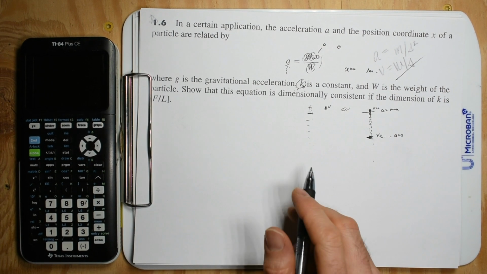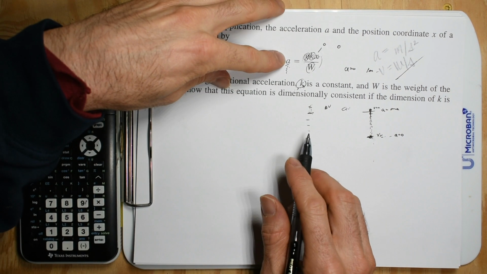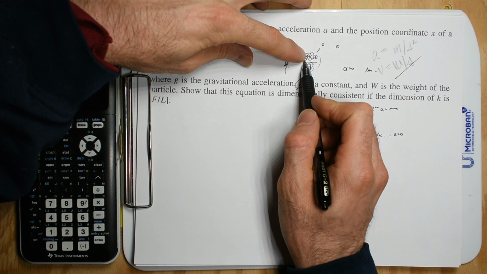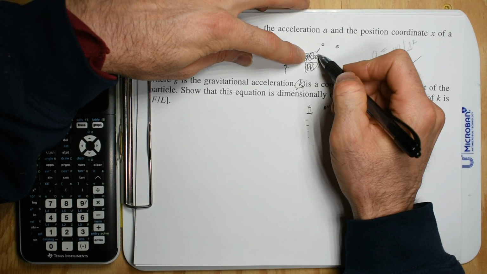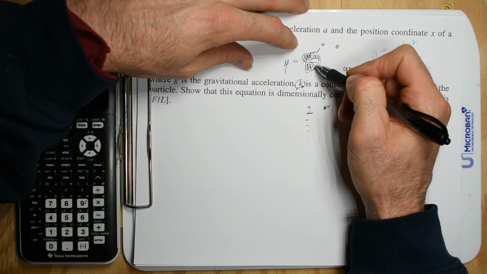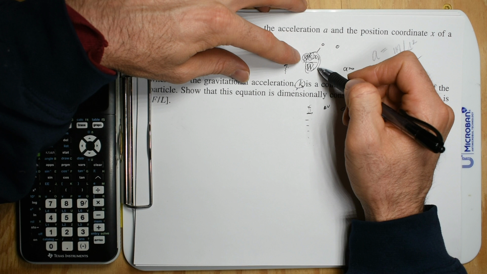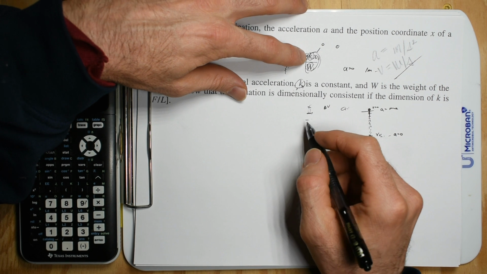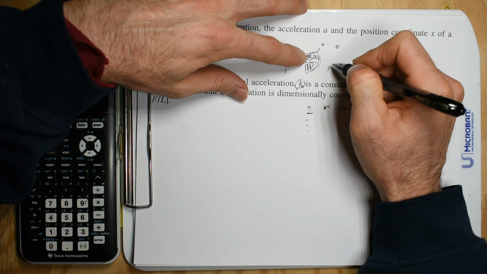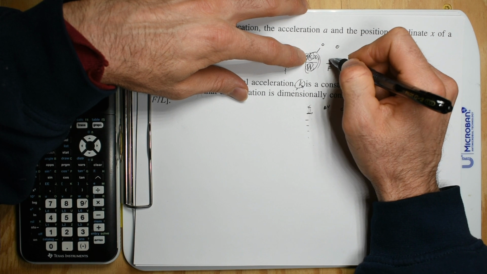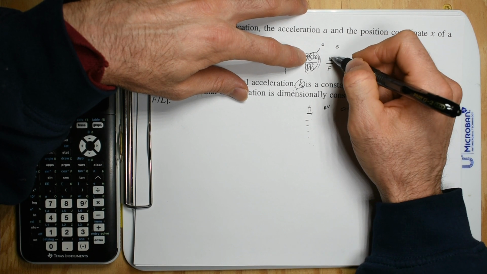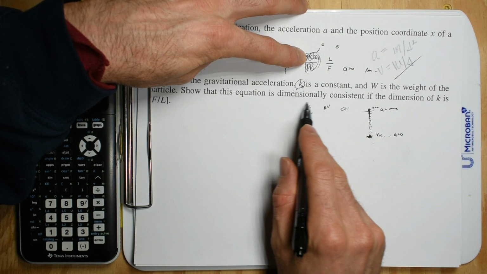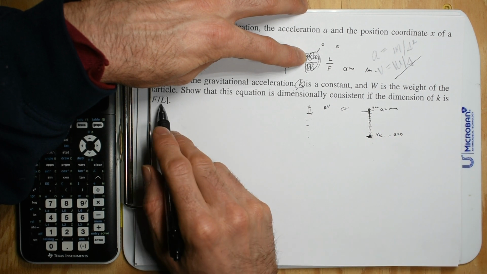So at the end of the day, to do this one real fast, you have acceleration over here, and you have acceleration right there. So all this stuff has to cancel itself out. That's one way to look at this problem. Let's take a look at this. You have a force downstairs, and then you have a distance upstairs. So this is your F and L. Show that this equation is dimensionally consistent if the dimensions of k is F over L.